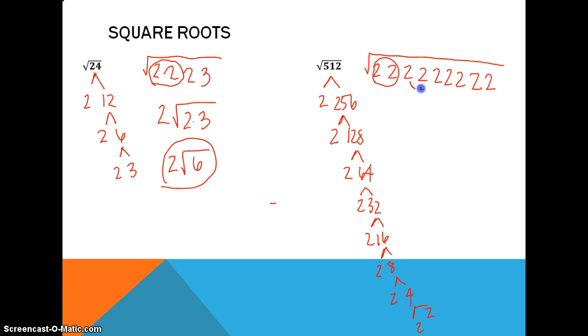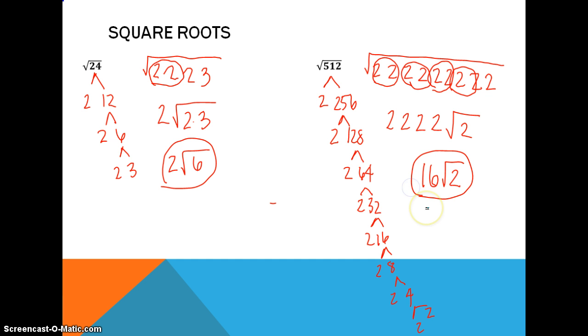Alright, we have the square root, so we're looking for groups of 2. So there's a group, there's a group, there's a group, and there's a group. For every group, we're going to pull out 1. So we have 4 groups of 2, so we pull out 4 2's on the outside. And we have 1 left under the radical. Then we simplify. 2 times 2 times 2 times 2 is 16. And we can't simplify under the radical, so our final answer is 16 root 2.